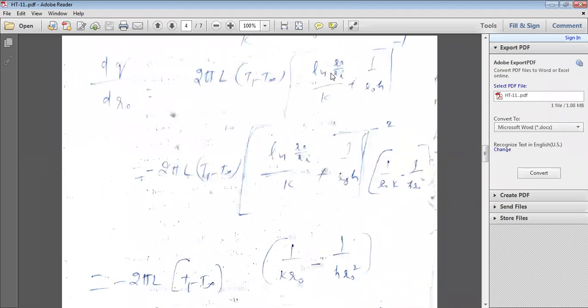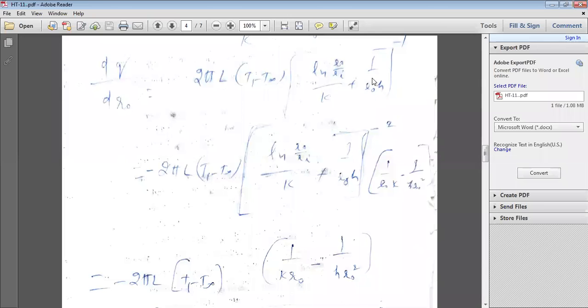Now you have to differentiate this one. Differentiation of Q, this is Q only, and dQ by dRo. You have to differentiate this term. Here 2 is constant, pi is constant, for a given length of the pipe L, 2 pi L, and T1 minus T free stream.